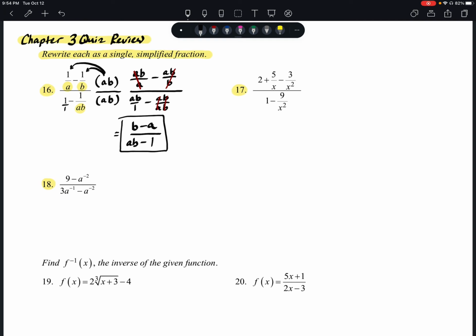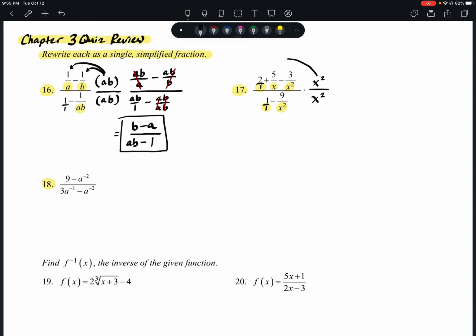Let's look at 17. We have 2 over 1 plus 5 over x minus 3 over x squared, and that whole thing is being divided by 1 minus 9 over x squared. So as we look at each of our denominators, 1, x, x squared, on the bottom we have 1 and we have x squared. We need something that's divisible by 1, which, I mean, everything's divisible by 1. It's got to be divisible by x, and since we have an x squared, it's got to be divisible by that. So x squared is divisible by all of those, right? So we're going to multiply the top and the bottom each by x squared.